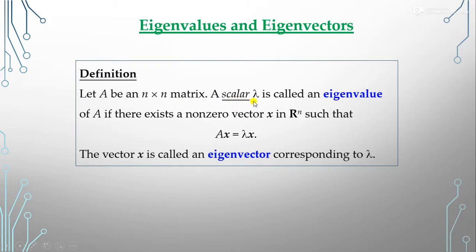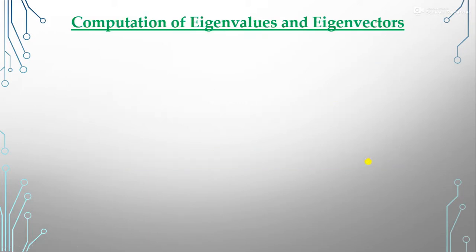If we introduce a scalar quantity lambda in this, it is called the eigenvalue. Lambda is called the eigenvalue of matrix A if there exists a non-zero vector x in R such that Ax is equal to lambda x. So here lambda represents the eigenvalue of the matrix and x is the eigenvector of the matrix corresponding to the eigenvalue lambda. Now, how to compute the eigenvalues and eigenvectors of any matrix?